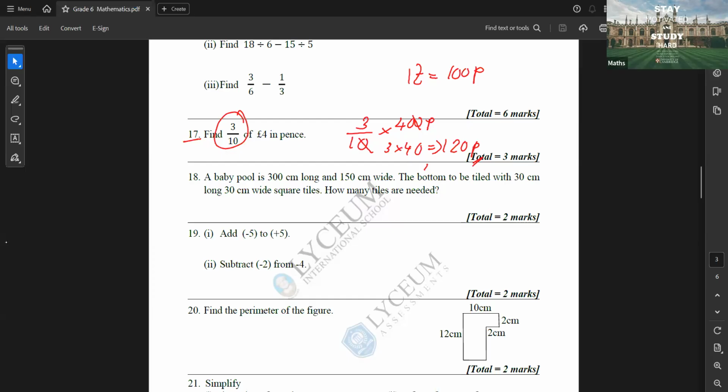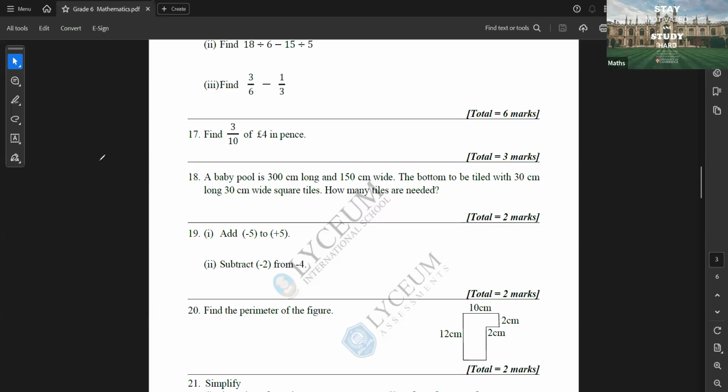Moving on, question number 18. A baby pool is 300 centimeters long and 150 wide. The bottom is to be tiled with 30 cm long, 30 cm wide square tiles. How many tiles are needed?